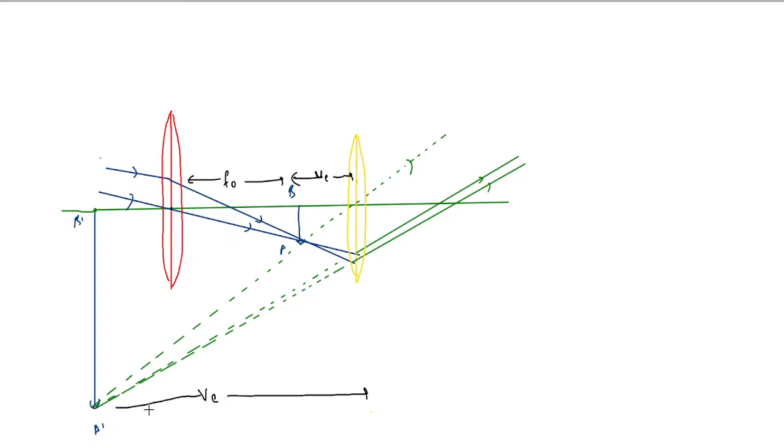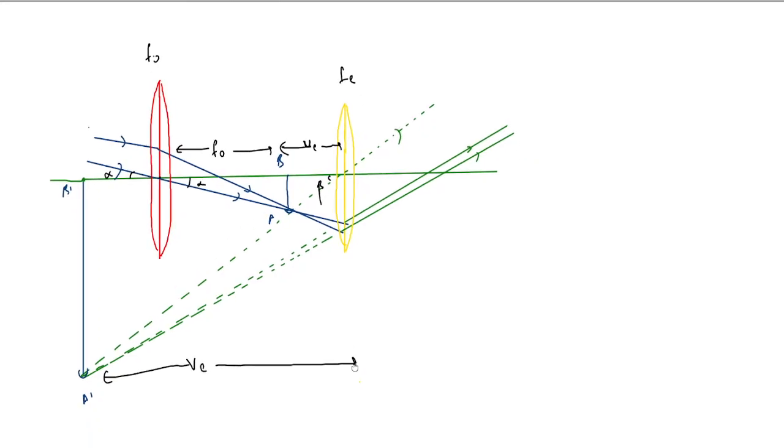Again here VE would have a limit from D to infinity. Let the focal length of this be f naught, and for this FE. Let the angle which the light rays make with the objective be called alpha, and this would be again alpha because these are opposite angles. Let the angle made by the image be called beta.